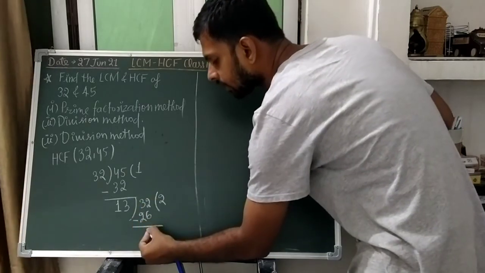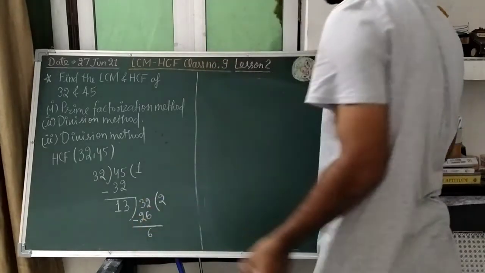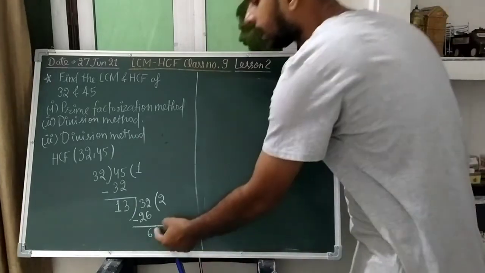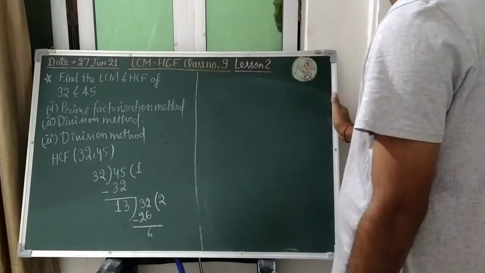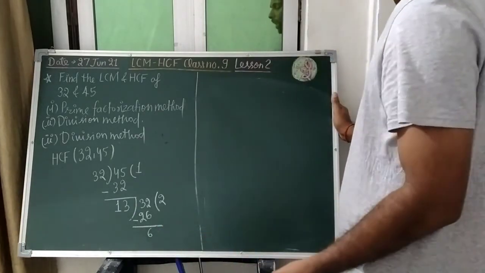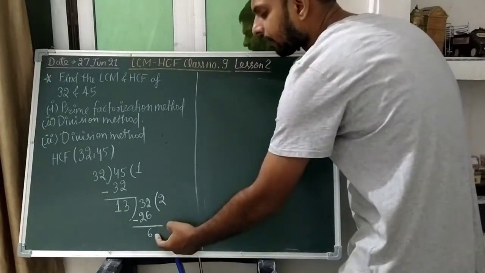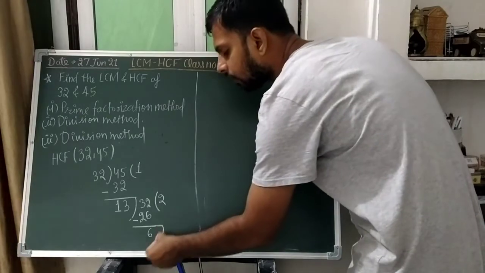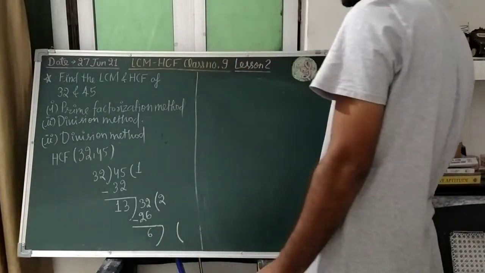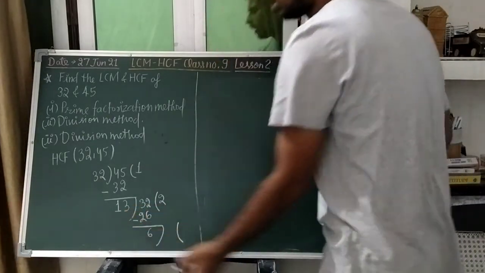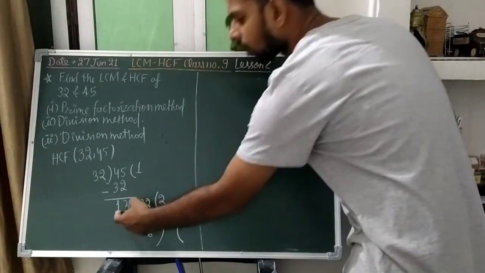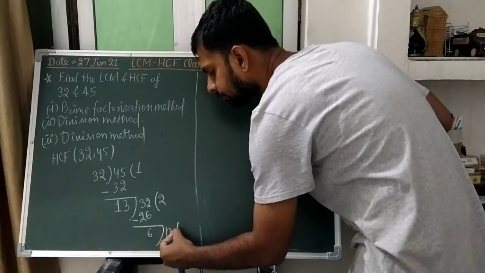12 minus 6 is 6, and 2 minus 2 is 0. So again a remainder is coming. This task we will perform until the remainder is equal to 0. So here again we found the remainder, and that remainder will divide the divisor of the previous step. The divisor of the previous step is 13.